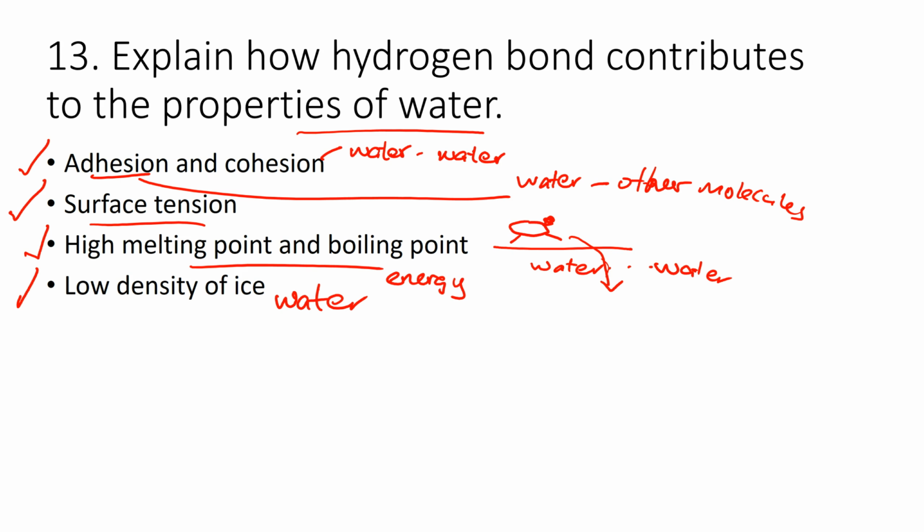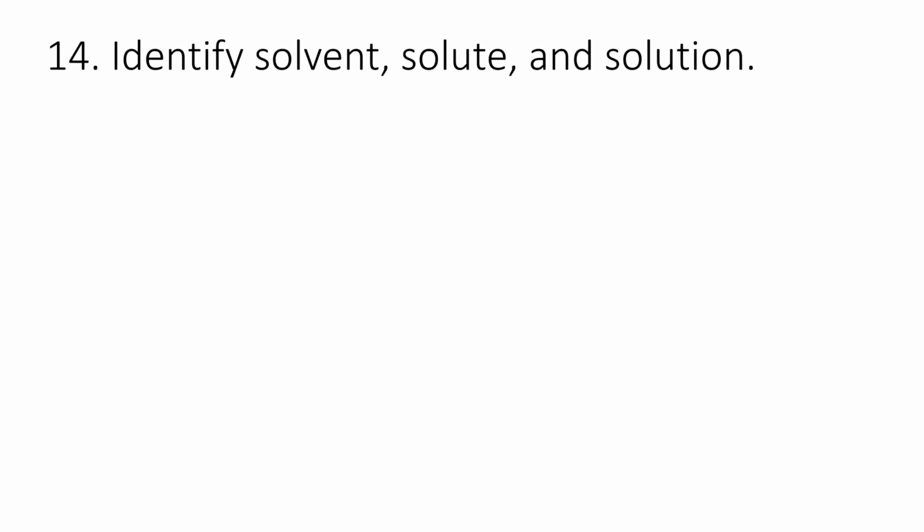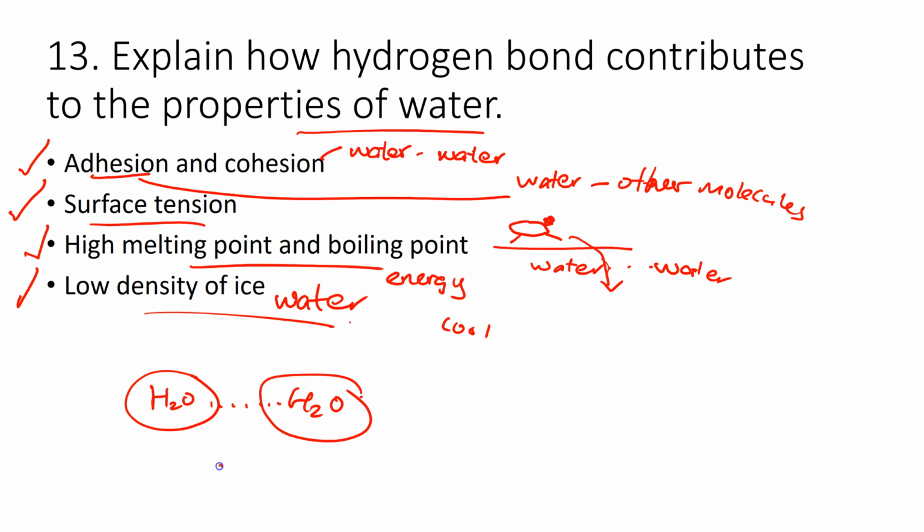That's why you sweat. By sweating, water evaporates and absorbs the energy and cools you down. The low density of ice is because when water freezes, the hydrogen bonds space out. When they space out, you increase the volume but you do not increase the mass. So the mass over volume ratio is going to decrease. That decreases density.